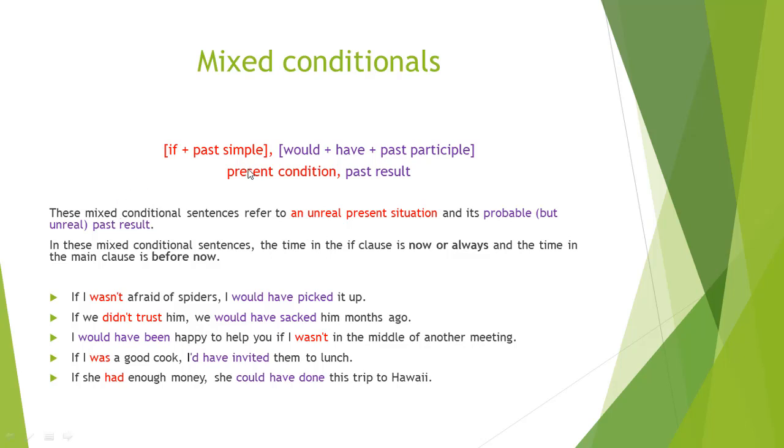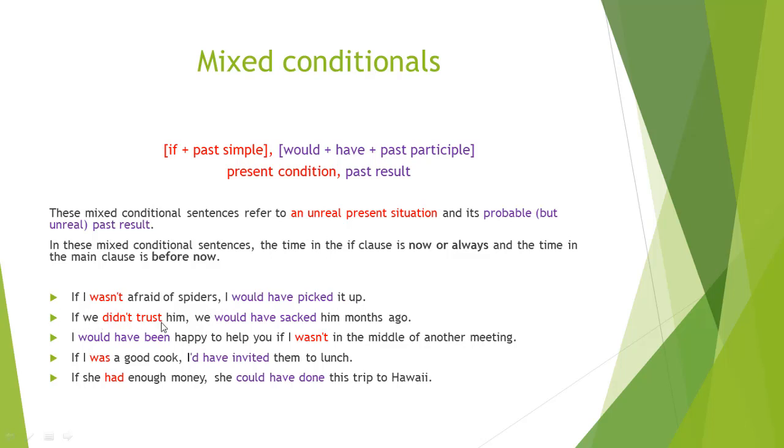Now we have the if plus past simple, would have plus past participle: the present condition and the past result. An unreal situation and the probable but unreal past result. In this mixed conditional sentence, the time in the if clause is now or always, and the time in the main clause is before now.